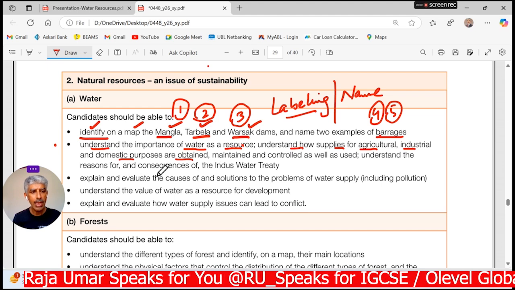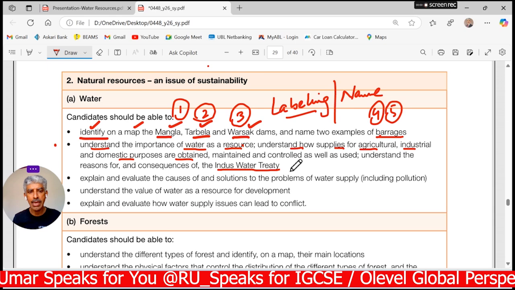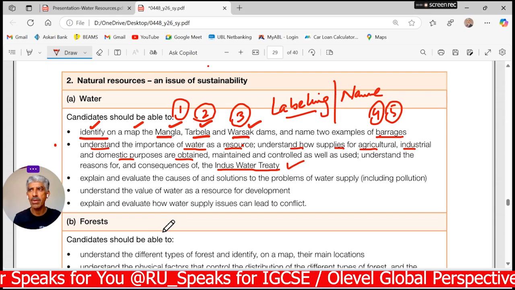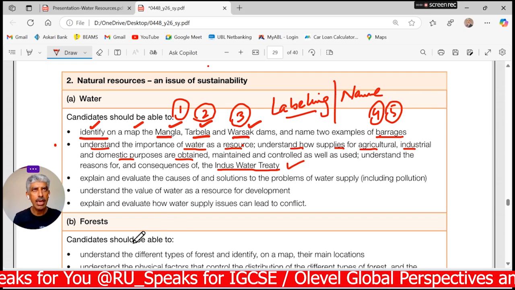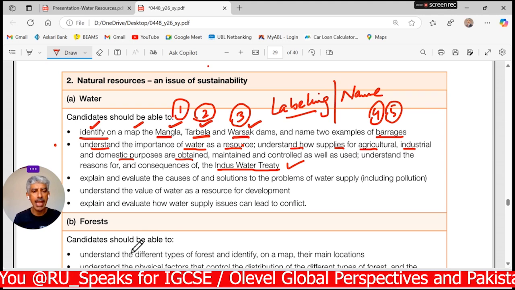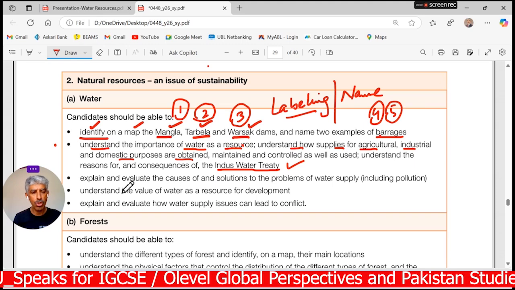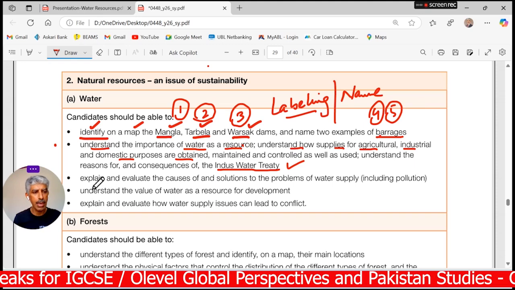Understand the reasons for and consequences of the Indus Water Treaty. It means the Indus Water Treaty is part of your syllabus: why it was signed, when it was signed, and what the positives and negatives of this treaty are for Pakistan regarding the distribution of the waters of the rivers of Pakistan.